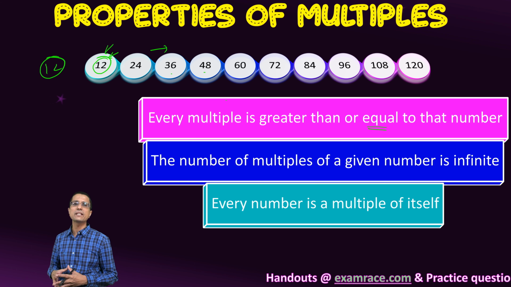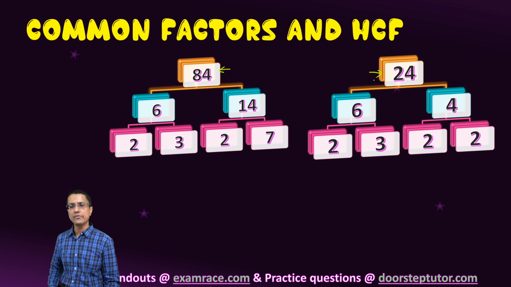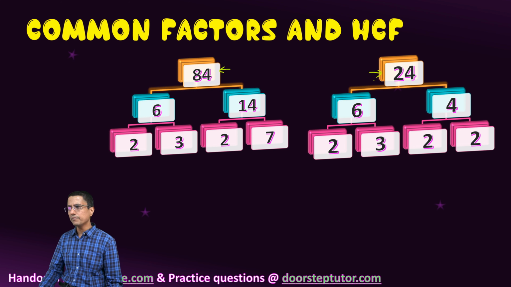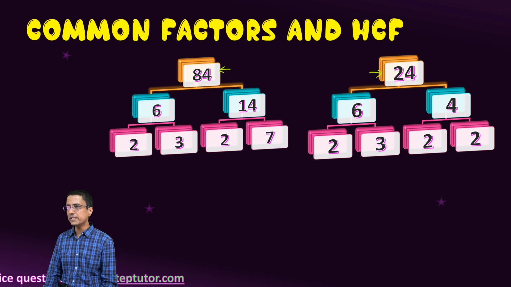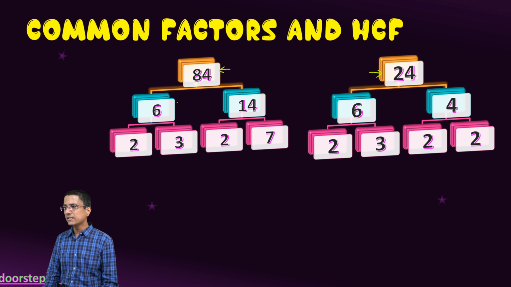Now let's look at some miscellaneous terminology, which is very, very important, mind you. The common factors, common multiples, and coprime numbers. So what do we mean by that? First we start with common factors. Here I have shown the prime factorization of two numbers, 84 and 24. Very, very simple, not difficult at all. If you notice the factor trees of these two numbers, some numbers appear in both the factor tree of 84 as well as 24. They are known as common factors.